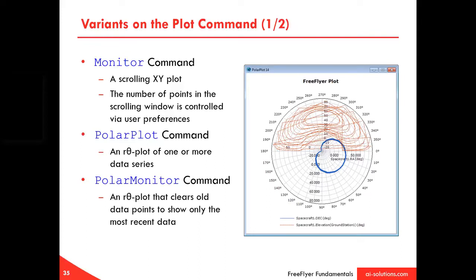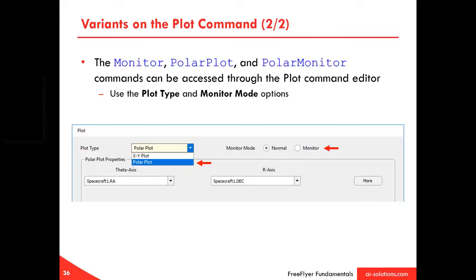The polar plot command can be used to display series on an R theta plot, and the polar monitor command lets you create a polar plot that displays only the most recent streaming data values. To access the monitor, polar plot, or polar monitor commands, simply drag and drop a plot command into the mission sequence, and then edit the plot command to change the plot type or the monitor mode.